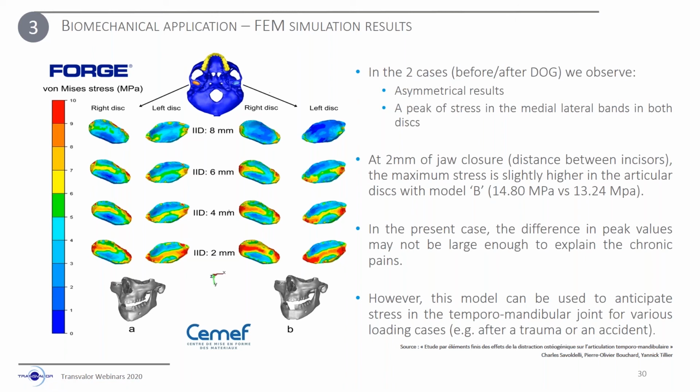Now, if we compare the stress results between model B and model A, we can see that the stress is slightly higher in the articular disc with model B, so with the distraction osteogenesis. So that could be a reason for explaining the chronic pains, even if the authors of the study were saying that it may not be high enough. The difference observed in terms of stress is greater in the case of model B, but it is not double the value either.